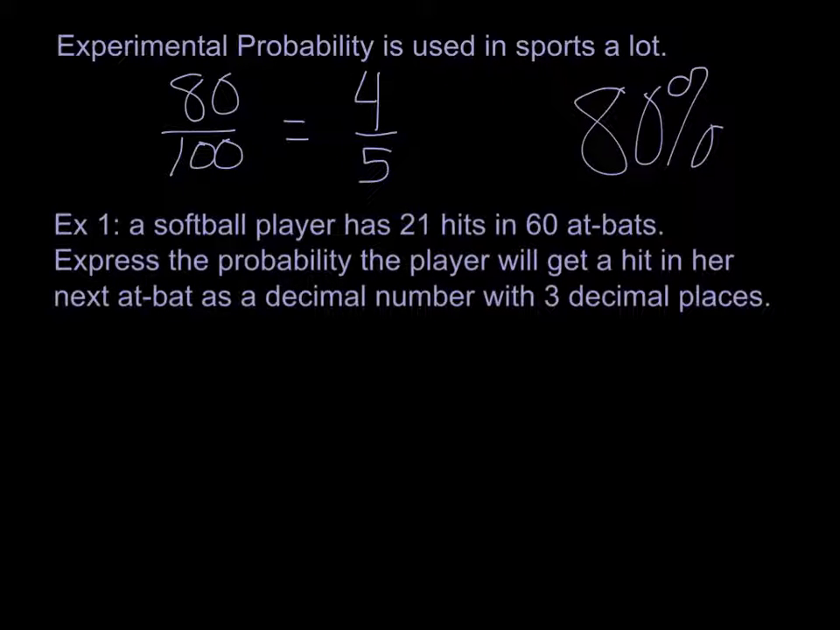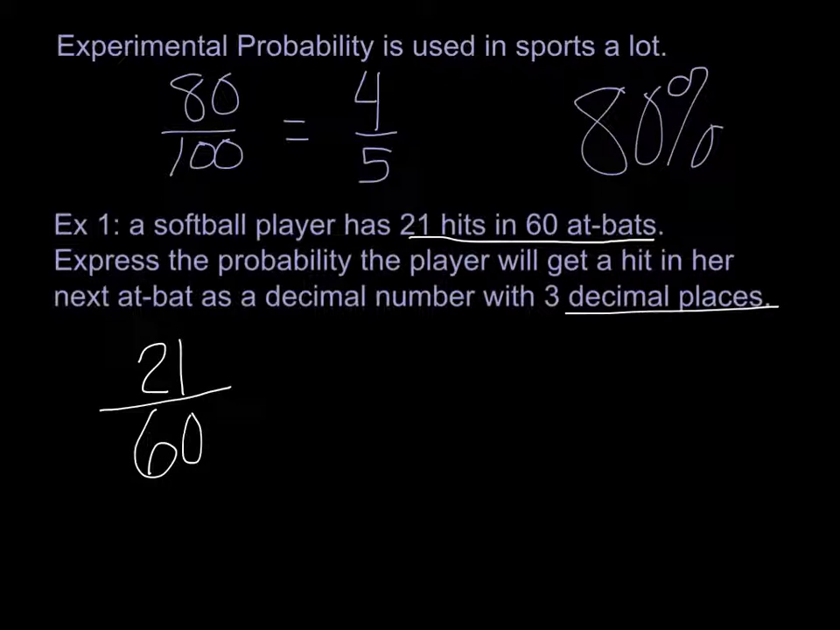Let's look at example 1. A softball player has 21 hits in 60 at-bats. Express the probability the player will get a hit in her next at-bat as a decimal number with 3 decimal places. Usually at-bats in softball are expressed with 3 decimal places. That's why they're asking for that. Now, remember, 21 hits, that's desired outcome over the total number of outcomes, which is 60 at-bats. So she's hit 21 out of her 60 times being at bat. If you reduce this fraction, it reduces down to 7/20. You can take 3 out of both of these numbers and get 7/20.